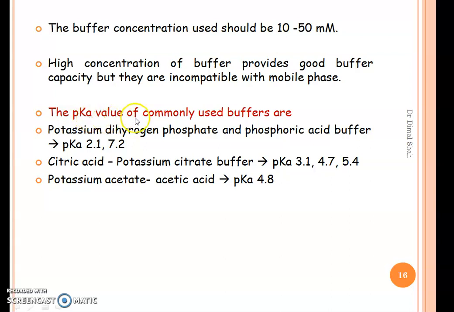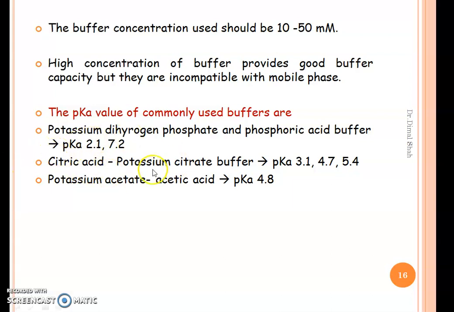The pK value of some of the commonly used buffers are as below. Potassium dihydrogen phosphate, KH2PO4, and phosphoric acid buffer has pK values of 2.1 and 7.2. So we can decide a range in which this can work as a good buffer.